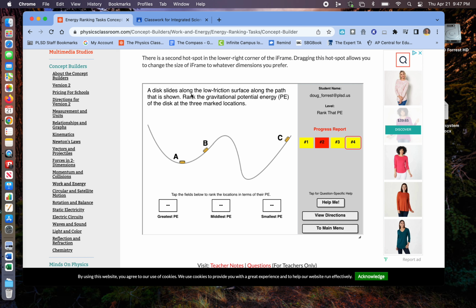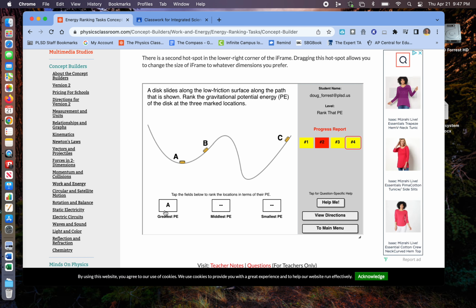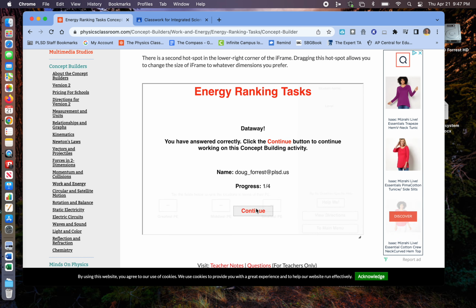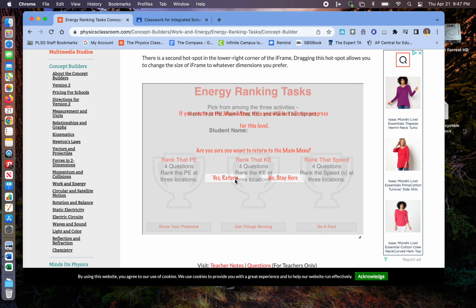So this one says a disk slides along a low friction surface along the path that's shown. Rank the gravitational potential energy at the three marked locations. So the highest, you're going to have the greatest potential energy. That's C, so most potential energy there. This is the middlest. This is the middle height. This is the lowest height, so it would have the smallest. And when I check that answer, that one's the right way. And this goes through a bunch of ones similar to this. I'm going to go back to the main menu.